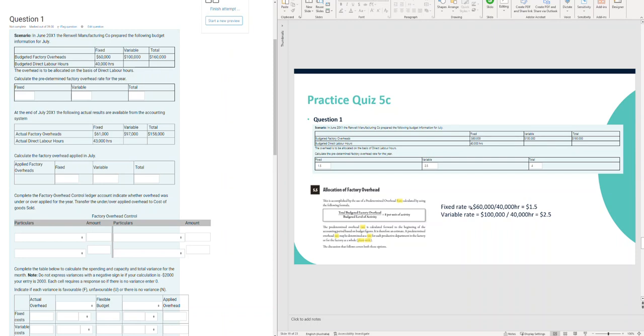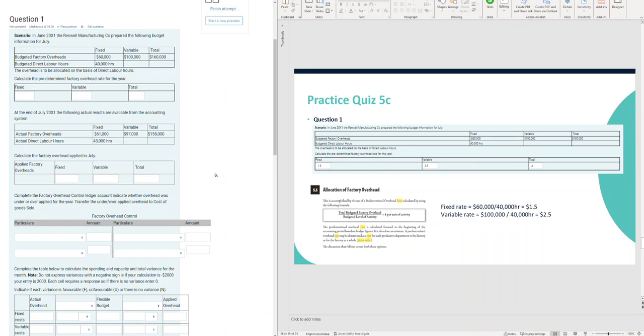So the fixed rate is $60,000 divided by 40,000 direct labor hours as the cost driver. Variable cost is $100,000 divided by 40,000 labor hours, and your answer is $1.50 and $2.50, and the total is $4. Okay, so the $4 on the other hand is also equal to, besides 1.5 plus 2.5, $160,000 divided by 40,000 hours.